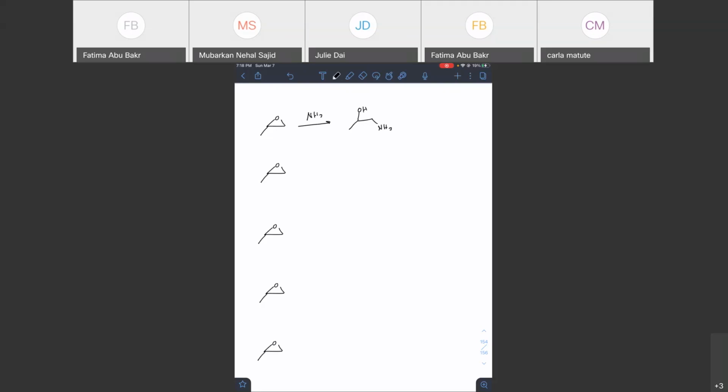Second base example is LAH, and LAH is going to leave a hydrogen to the right, which means that the OH is left on the left. Okay. The third example of the base is something like this with MgBr, for example, and H3O plus. And in this case, it's going to go exactly like what we've been doing the whole time. The bases love to go to the side with the most hydrogens, so the OH is going to stay on the side with the least hydrogens.